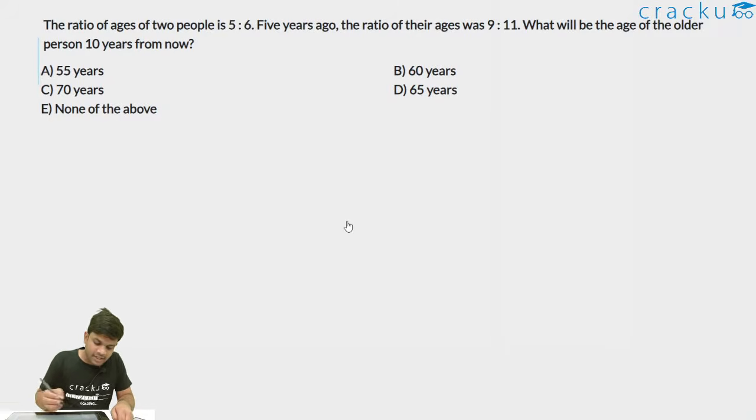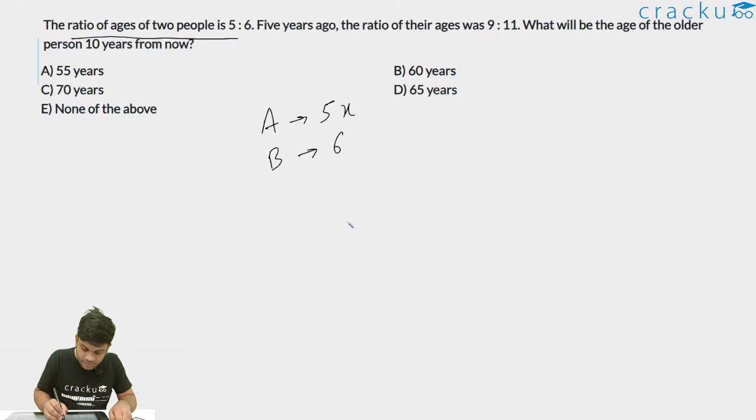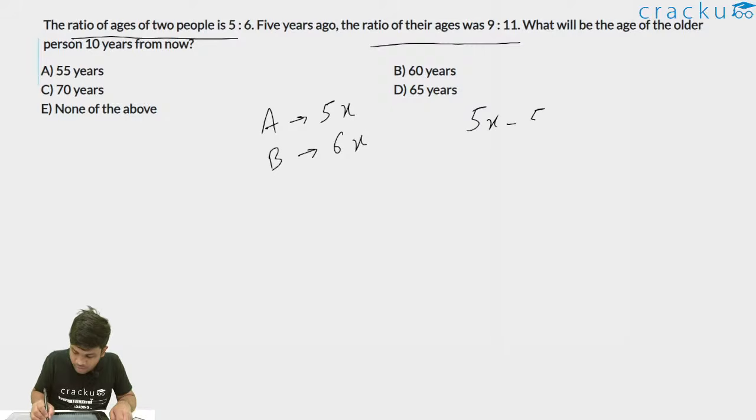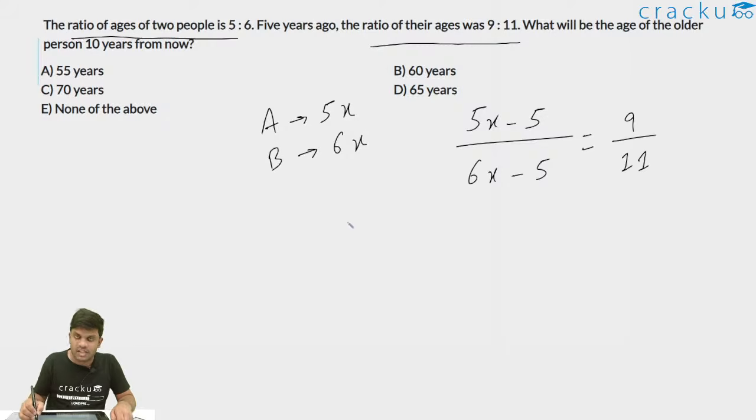So in this question, it is said that the ratio of ages of two people is 5:6. So let A and B be the two people. The age of A is 5x and B is 6x. 5 years ago, the ratio of their ages was 9:11. So 5 years ago the age of A was 5x minus 5 and the age of B was 6x minus 5. This is in the ratio 9:11.